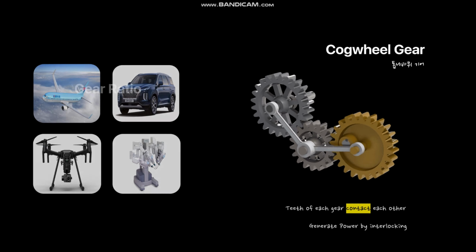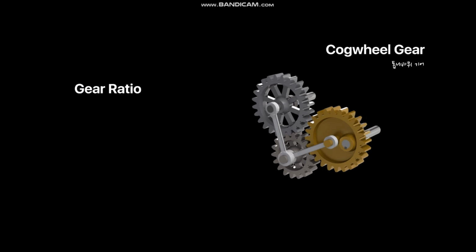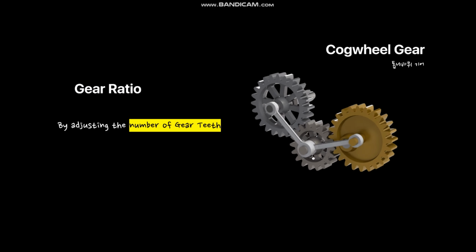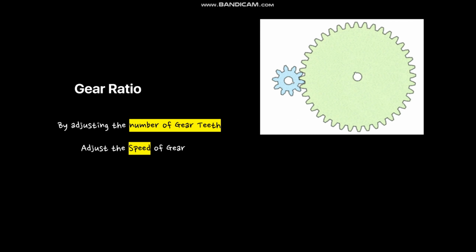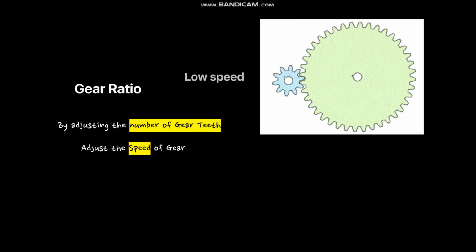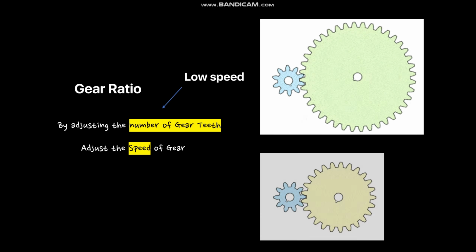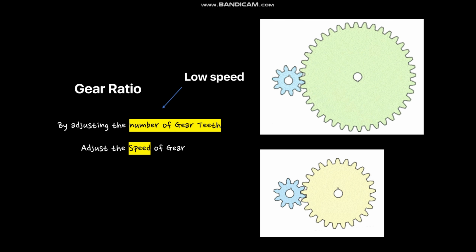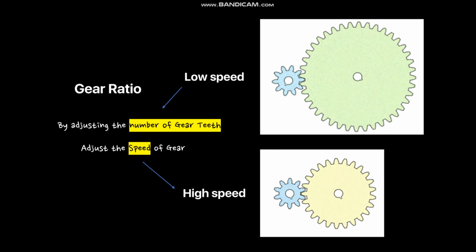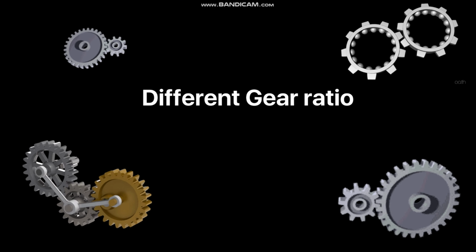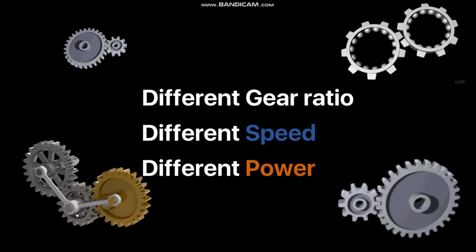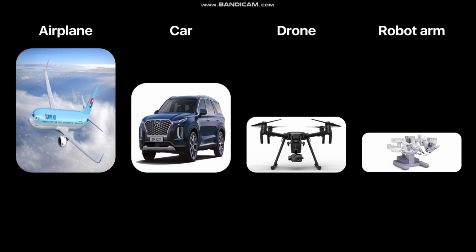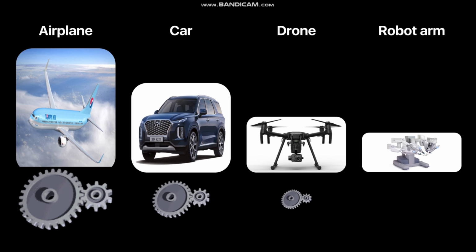In this mechanism, gear ratio is very important. By adjusting the number of each gear's teeth, we can adjust the speed of this gear set. Let's see this example. Now, this gear set runs in low speed. But if we adjust the number of gear teeth like this, we can adjust the speed to run in high velocity. Like this, if we use different gear ratio, we can get different speed, and it means we can get different power. Each machine needs different speed and different power, so they use different gear sets that have different gear ratio like this.